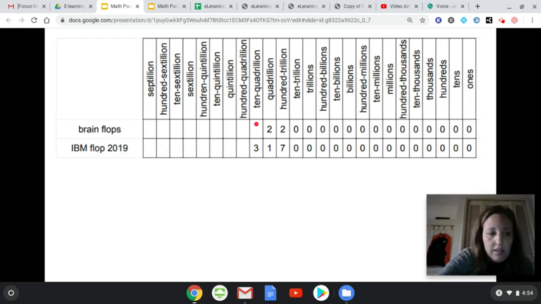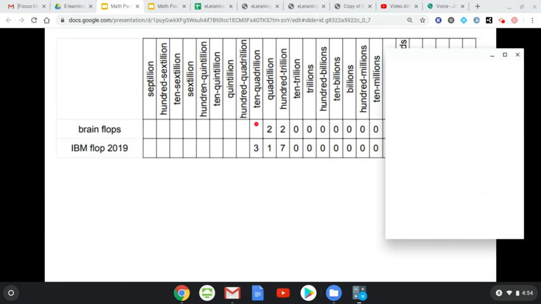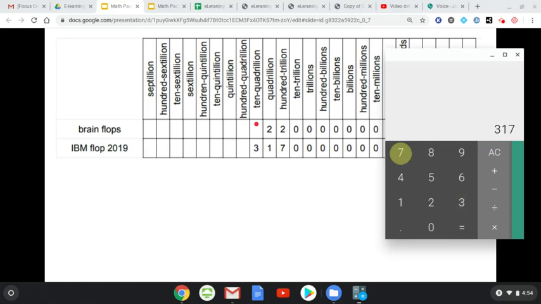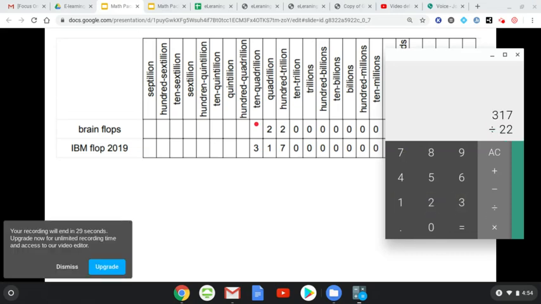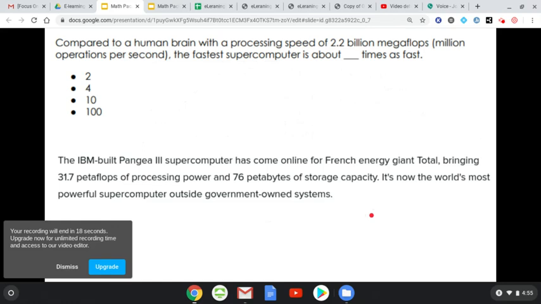Rather than use all the zeros, let's just take 317 and divide that by 22. We get 14.4. So if you look at the original problem at the beginning, 14 times as big is closer to 10 than anything else. It's probably because whatever values I chose were a little bit larger. So our answer that we're going with for this one is 10 times as fast.